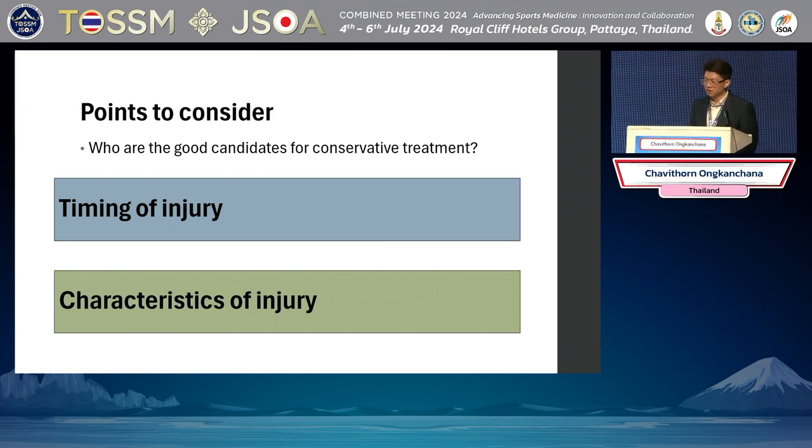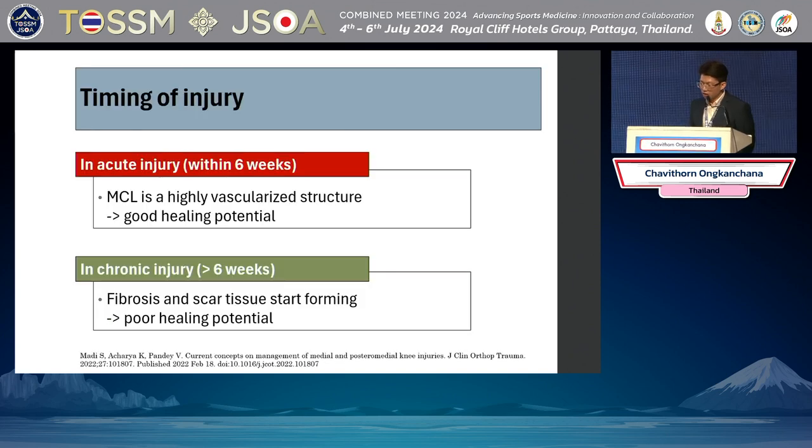After reviewing recent literature, I found that to determine the candidates suitable for conservative treatment, we have to consider mainly two factors. The first one is the timing, and the second one is the characteristic of an injury. Timing of the injury is the first screening stage for the candidate.